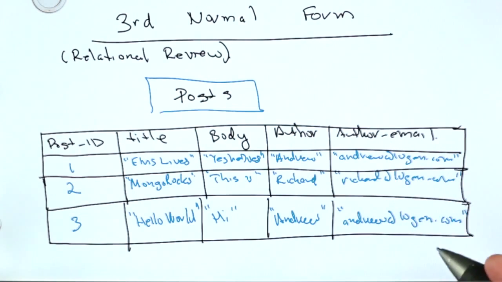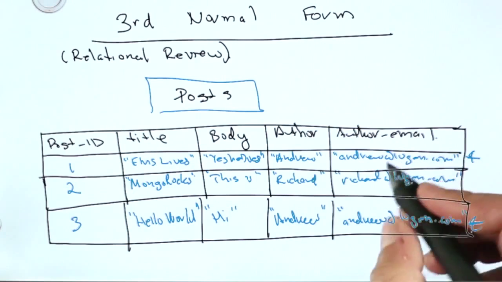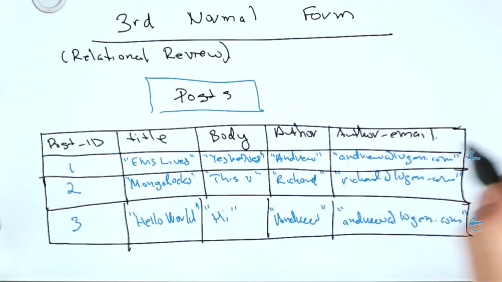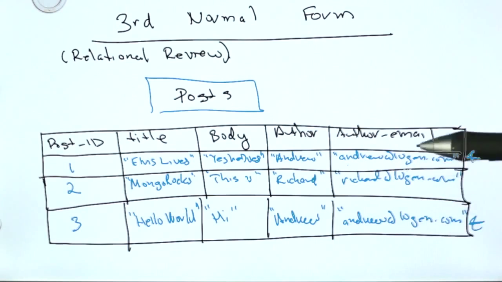It's not the third normal form. It's broken, and very clearly, because if I want to update the email for Andrew, I would have to update it here and also here. And there's a possibility of leaving it inconsistent. I could update it in this row but not in that row, and therefore leave it inconsistent.